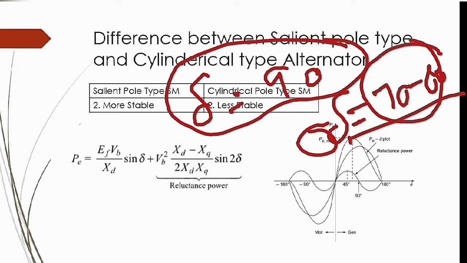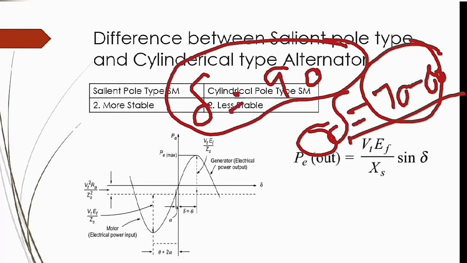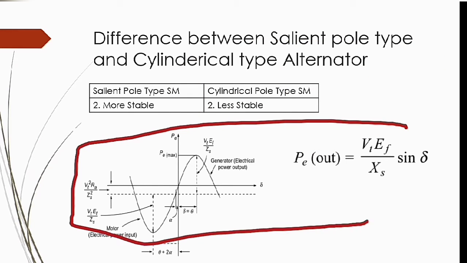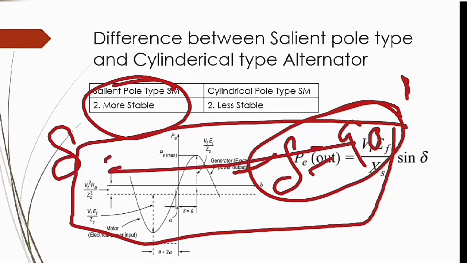Okay, so this is the theoretical way, or you can say that through the phasor diagram we can also explain how the cylindrical pole type synchronous machine is less stable. Through this you can also judge, actually delta equals 90 degree, you will get the maximum power. Okay, and in salient pole you will get delta equal to 70 to 80 degree, you will get the maximum power.